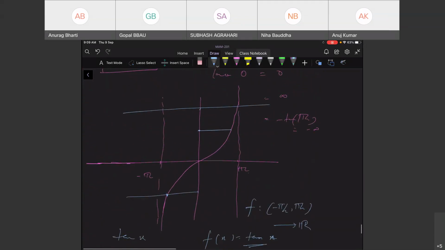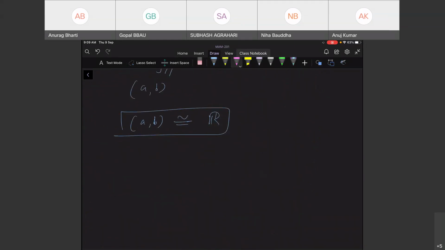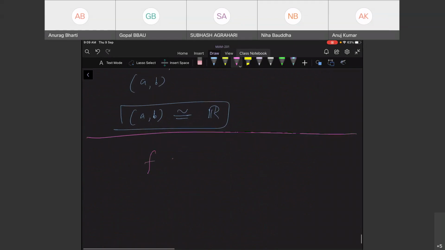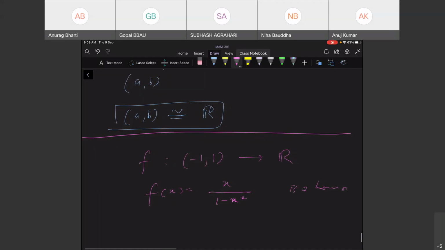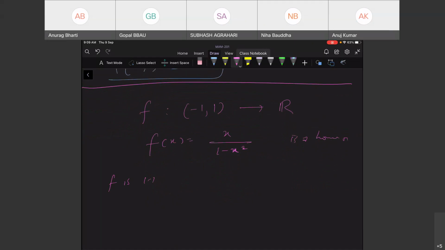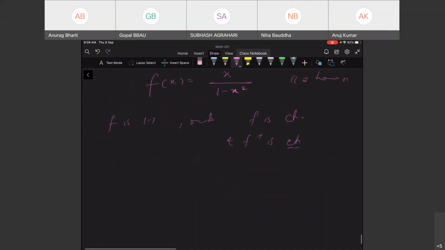Okay. So this is not the only homeomorphism, there are other homeomorphisms as well, so let me give you another homeomorphism from minus 1 to 1 to R defined by f(x) equal to x upon 1 minus x square. Okay, this is also a homeomorphism, so prove that f is 1-1 onto, f is continuous and f inverse is also continuous. So prove this, you will see that this is another homeomorphism, okay, from (-1,1) to R. So the graph of this function is like this, this is minus 1, it will be almost same, okay, as you draw for tan x.